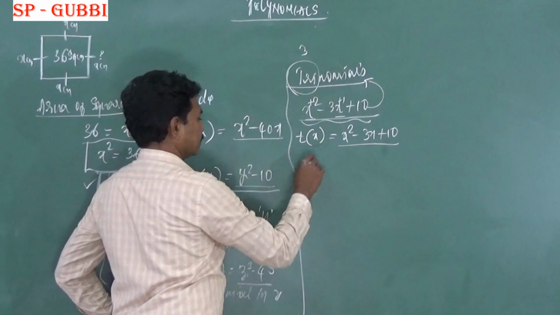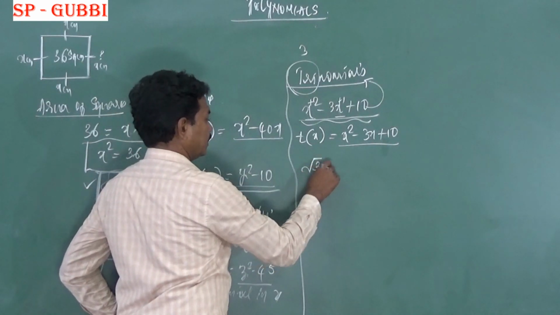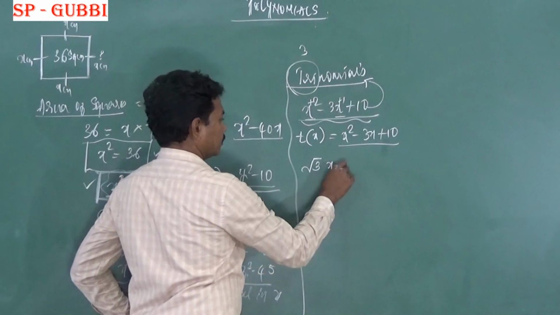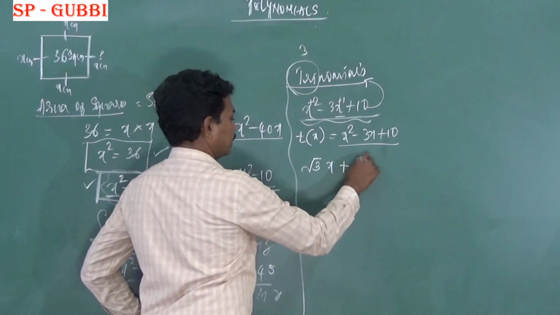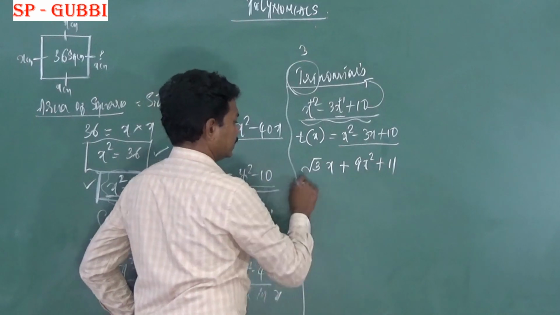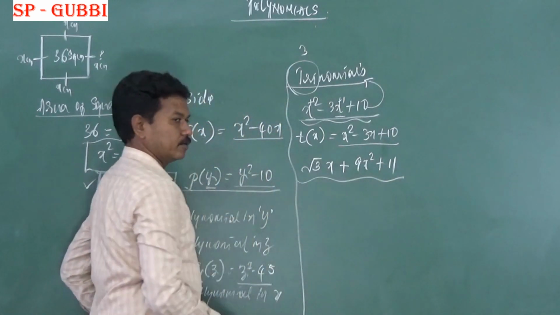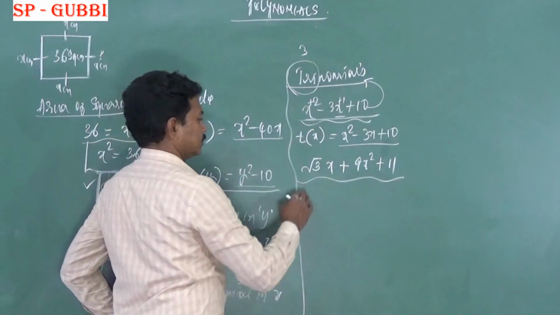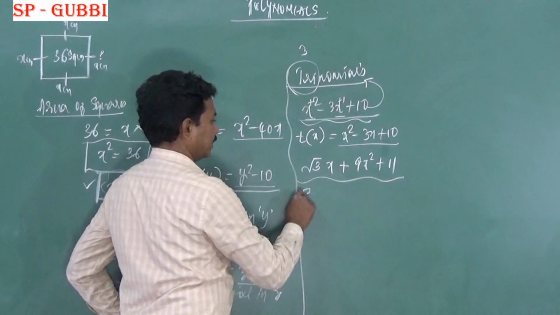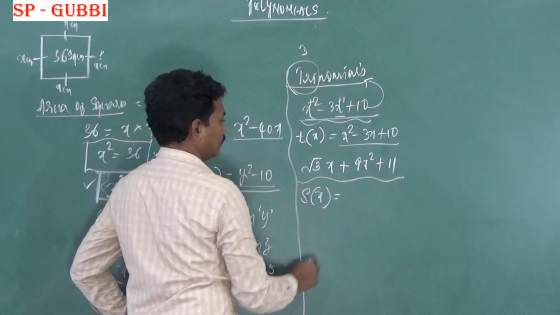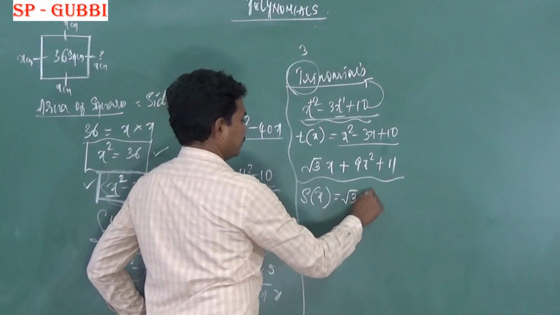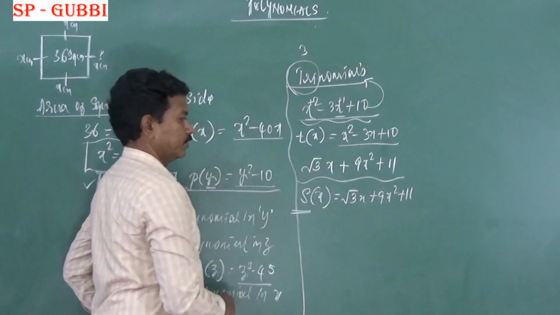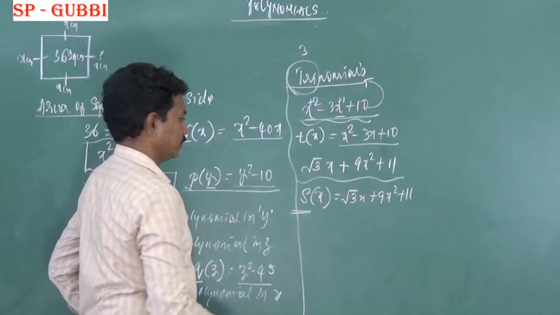Next, let me take another example, root 3x. The root symbol is only for 3, not for x. So plus 9x square plus 11. So this is another trinomial. It's an example for a polynomial which is a trinomial. We can give a name for it. S of x is equal to root 3x plus 9x square plus 11. So this is a polynomial, and it's an example for a trinomial.